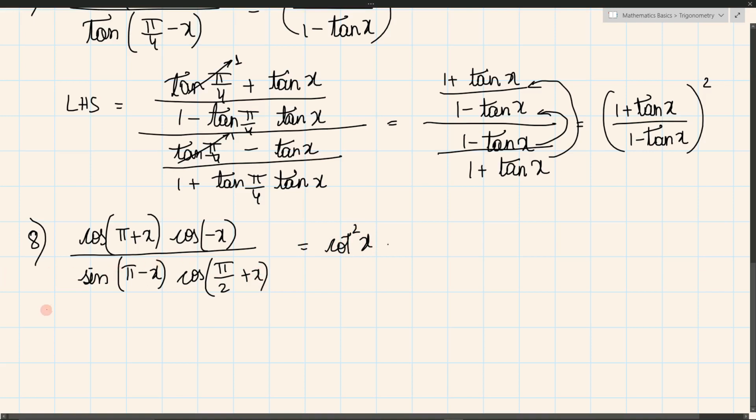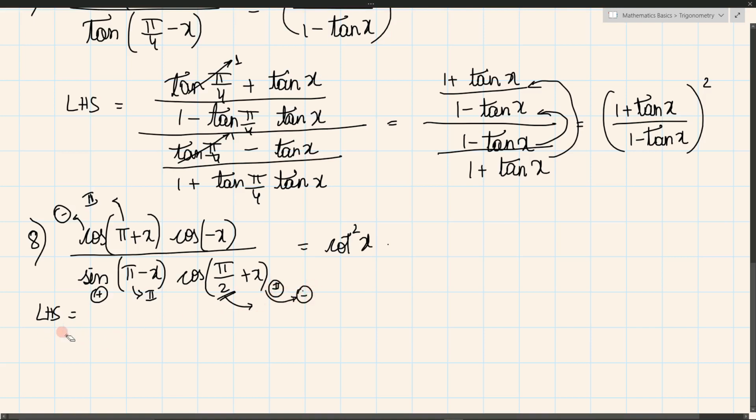We have LHS is equal to, so cos of pi plus x is nothing but, this is in the third quadrant. In the third quadrant cos is negative. Alright, cos of minus x is equal to cos x, and sine of pi minus x, this is in the second quadrant, so sine is positive. Cos of pi by 2 plus x, since we have 90 degrees, this will be complemented to sine, right? So cos is negative in the second quadrant, so this would be negative.